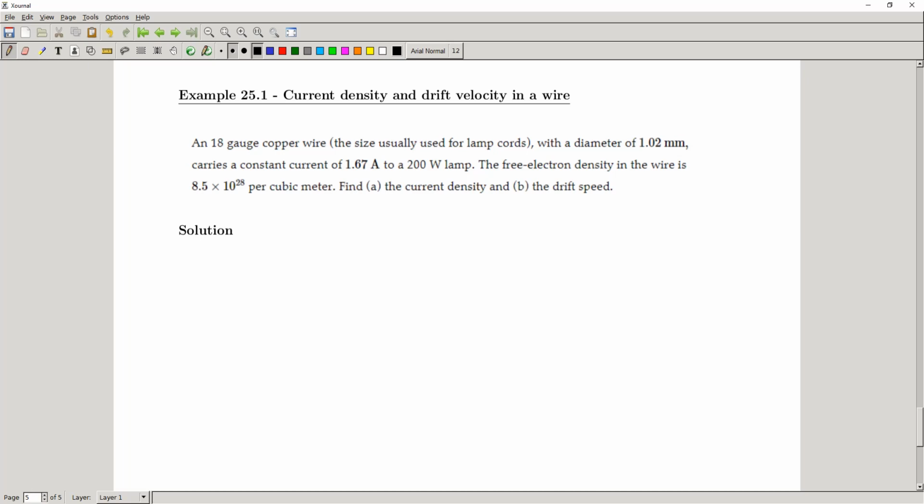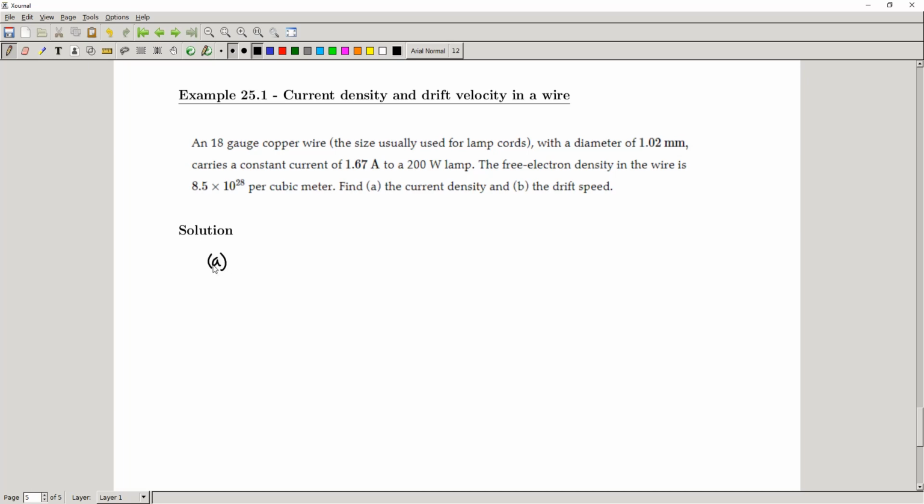The free electron density in the wire is 8.5 times 10 to the 28 per cubic meter, so that's how many free electrons we would expect to find in 1 cubic meter of this material. And we want to find in part A the current density, and in part B the drift speed, or the magnitude of the drift velocity, right?